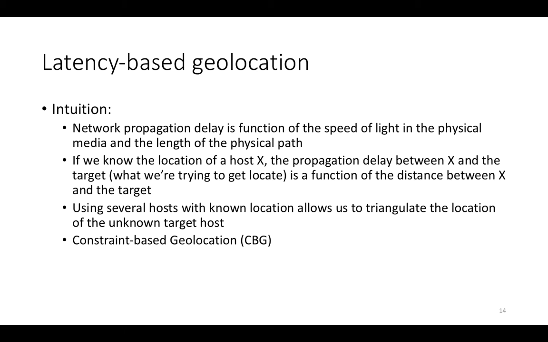Next, we can use several hosts with known location, and this will allow us to triangulate the location of the unknown target host. For those of you who have seen different kinds of triangulation, for instance, in wireless networks, the idea is going to be very similar. When we use several different hosts with known locations and do this triangulation, what it does is it adds constraints on where the host could possibly be. So we'll often talk about this kind of latency-based geolocation as constraint-based geolocation. In the literature, you'll sometimes see this referred to as CBG.